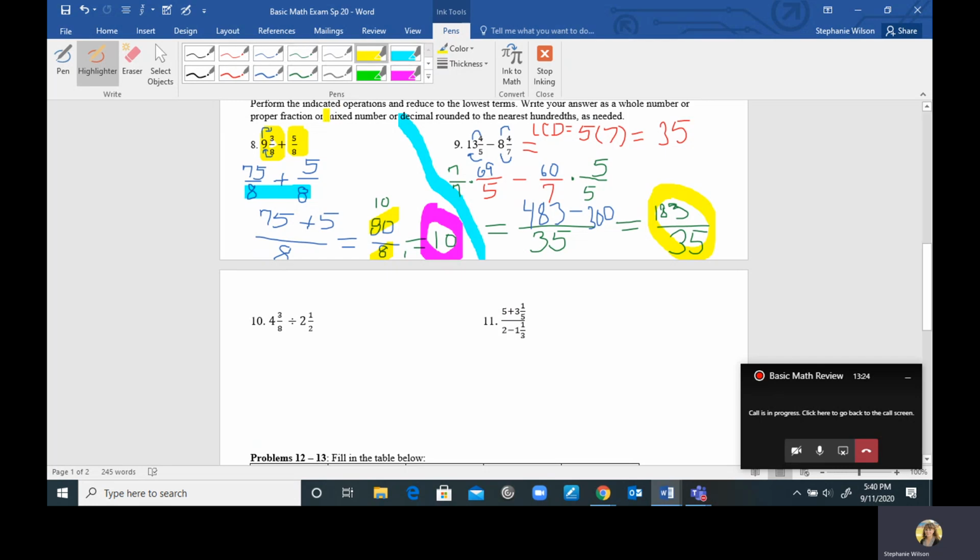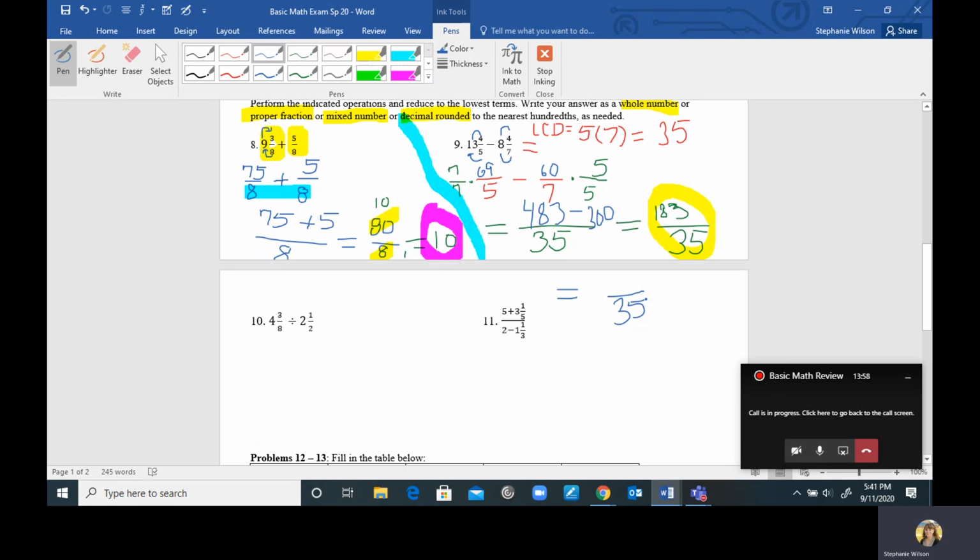But let's go ahead. I see that I asked for a mixed number or a proper fraction or a whole number or decimal rounded to the nearest hundred. So let's get both of these two, the decimal rounded and the mixed number. Let's go ahead and go the extra step. I'm going to have to write right here to finish this up. So since it is improper, I know I can convert it.